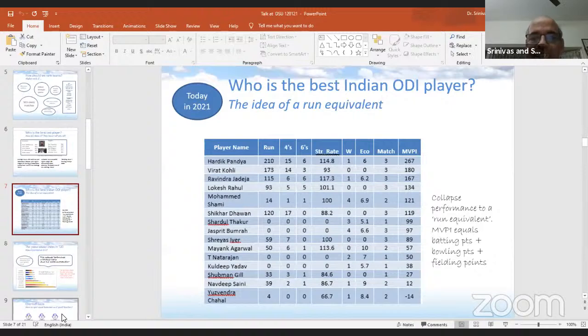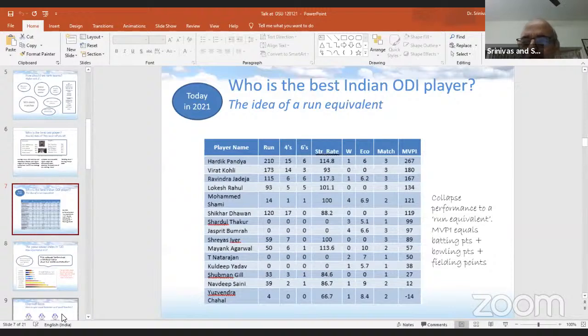Okay, so what do we do? Basically, we look at runs and then we scale it up or scale it down. What most people do is look at runs and multiply it by the strike rate. So if you have a strike rate of 140, whatever your score is, multiply it by 1.4, and that is your rating. And therefore, if you go at a low strike rate, you're multiplied by a factor below one, and that brings it down. So this is a multiplicative model. You take the total number of runs and multiply it by the strike rate.